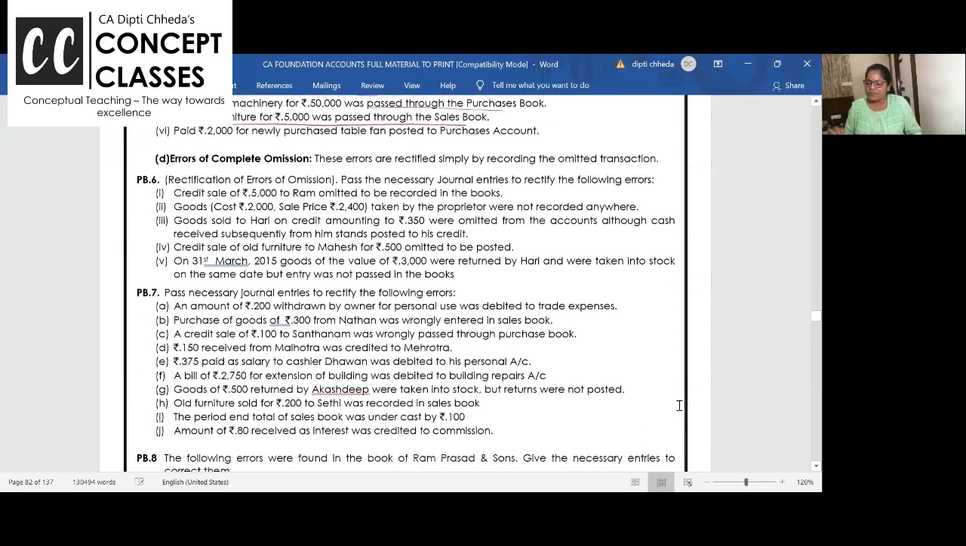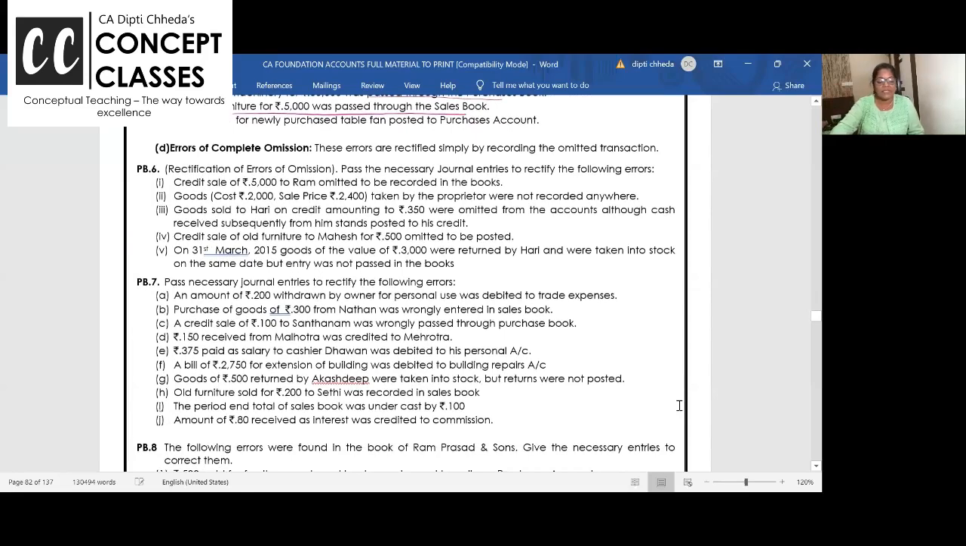Sixth one. Now errors of omission. It's nice, huh? I told you, all the other errors, error of principle, compensating error, and all. Error of omission is either you have forgot to record the entry, or you have recorded half side, or you have recorded wrong amount. So that is called as error of omission. So you can rectify it. If there is error of omission, you can rectify it, right? Chalo, let us start with this.